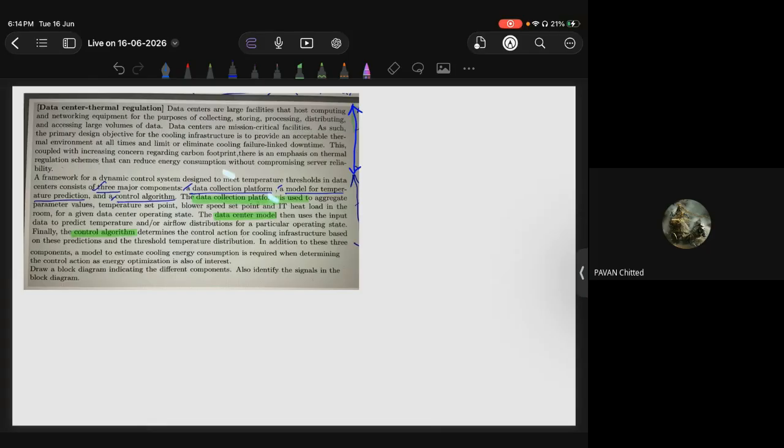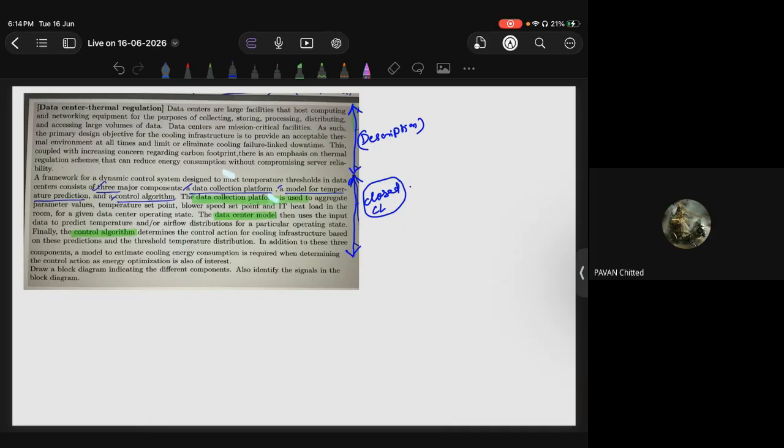Again, this is the description of the problem: what exactly a data center is, and how you want to do this. This is the block diagram description. It is the closed loop control system problem structure. You can read both of these. Once I give these notes, you try to form the block diagram.